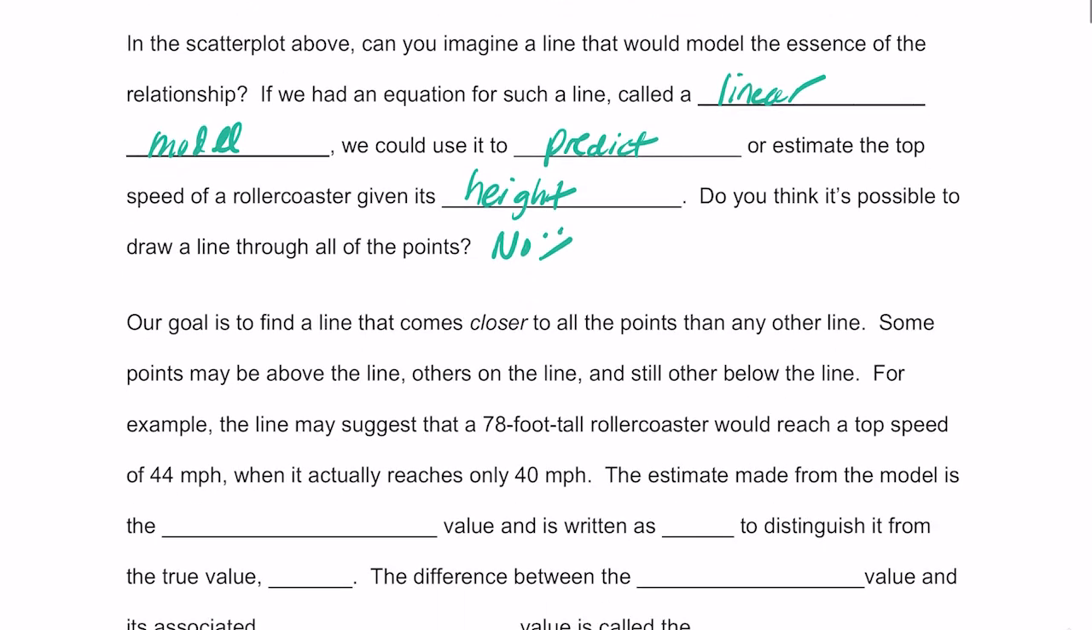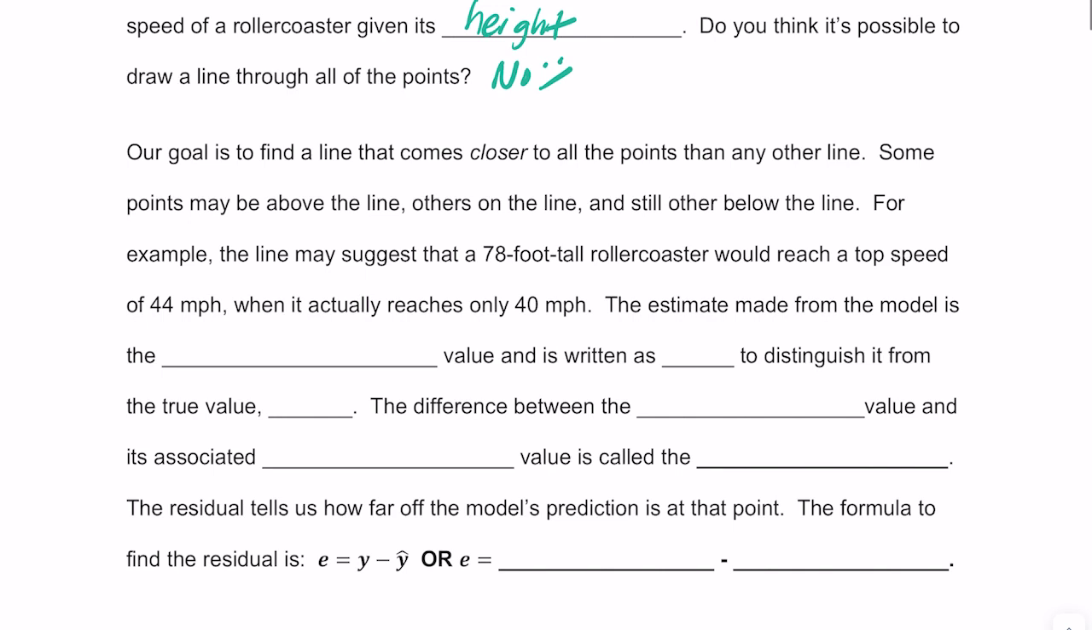The estimate made from the model is called the predicted value. Okay, so that would be the 44 miles per hour. And it's written with a hat over it to distinguish it from the true value, which would be y, right? So in this example, y hat would be the 44 miles per hour because that's what the line's suggesting the 78-foot tall roller coaster would reach, the top speed. And then the actual is y.